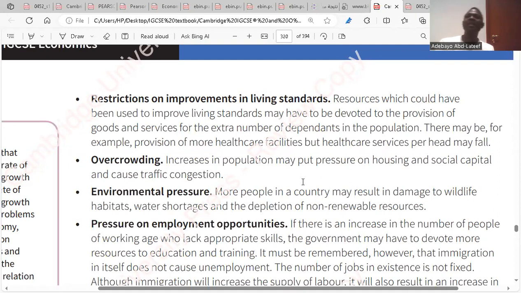That's why they said here, government might provide health facilities, but it might not be better because it's for the whole population, not per head. Government will provide a certain amount of money, a budget for healthcare. But if the population is large, that amount will become little for each head. The more population, the less allocation for each individual. Is it clear now? Yes. Overcrowding.